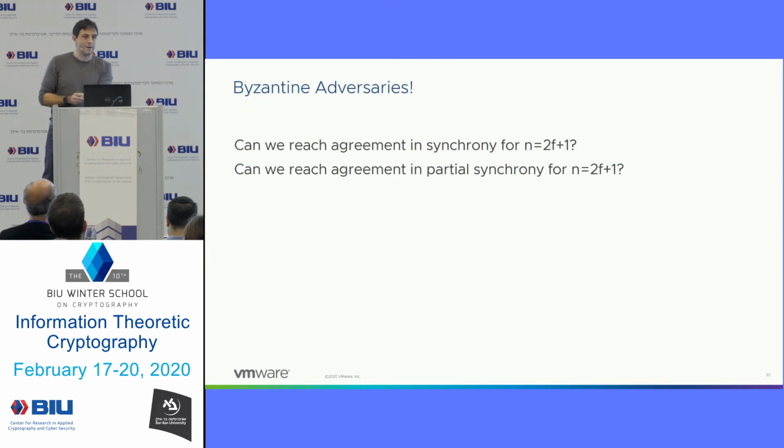Okay, so finally we get to Byzantine adversaries. And so the question is, maybe we can do the same thing. We can reach agreement in synchrony or in partial synchrony using the same number of parties, 2f+1. We saw that even for omission, we can't do 2f. There's a lower bound. So how about doing it for 2f+1? Can we do that?